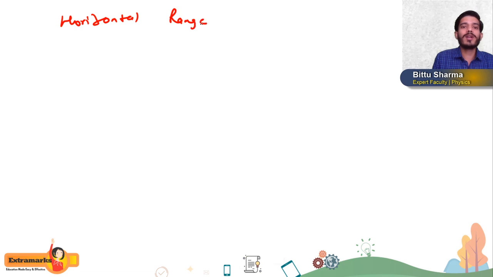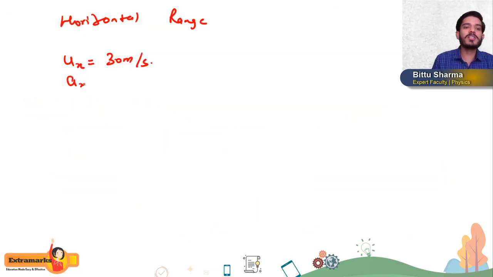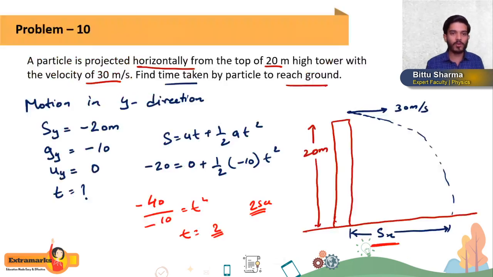Students, in the same question, suppose they ask what is sx, the horizontal range. Getting or not? So how to calculate the horizontal range? Students, initial velocity in x direction is how much? It is 30 meter per second, given to us. Acceleration in horizontal direction is how much? It is 0, because acceleration is there only because of gravity, which is in y direction. Now the time taken by the particle will be the same 2 seconds which we already calculated.